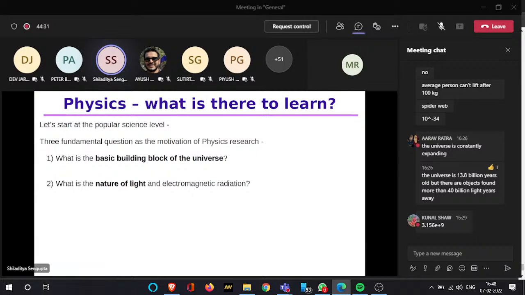The second question is, so this was about what is matter, what is the structure of matter. The next question was, what is light? We see light, I mean we don't see light itself, but we can see everything around us because we can sense light. So what is light? And you know about Maxwell's laws of electromagnetism, right?